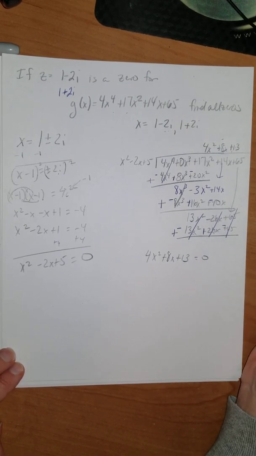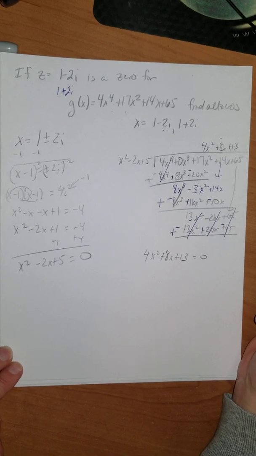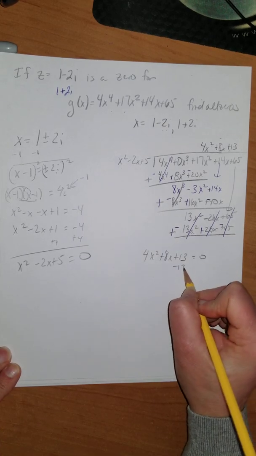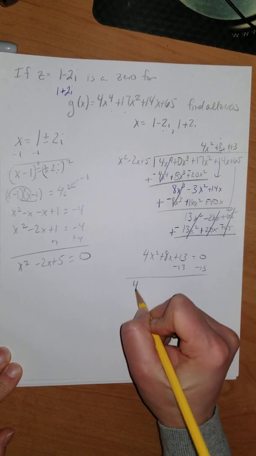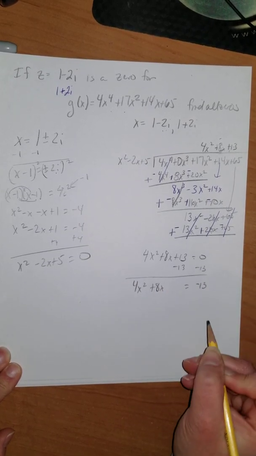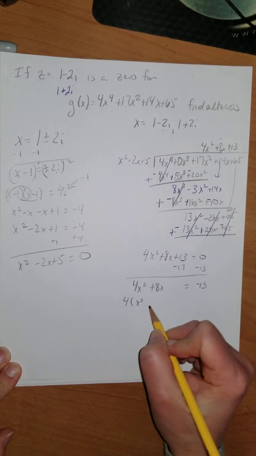Now, a couple ways you can do this. You can use the formula if you want. You can't factor. Sorry, not going to work. But I can complete the square. I'm going to complete the square. Subtract 13. So I'm going to have 4x squared plus 8x. I'm going to leave a little break there that equals negative 13. Factor out the 4.